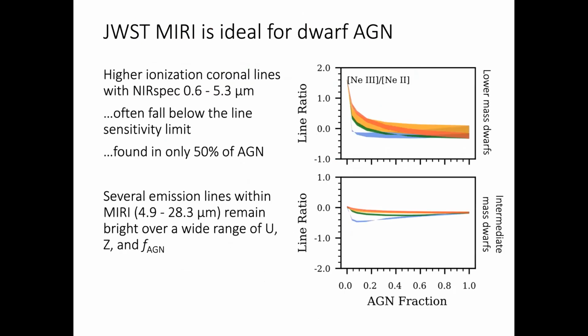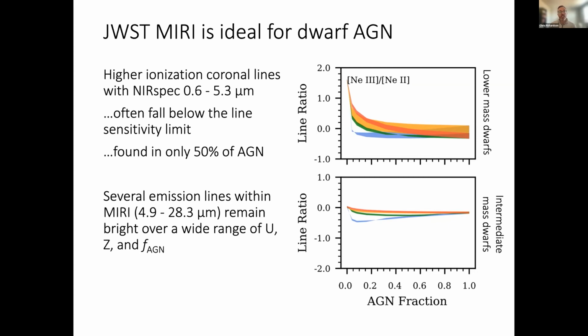Now JWST is going to allow us to probe even lower AGN fractions than we can in the optical. High-ionization coronal lines have been suggested for finding these AGN. But one of the things with coronal lines is that if you see them, then you know that there's definitely an AGN, but not all AGN actually have coronal lines. So they're not likely to be reliable enough for a statistically complete analysis.